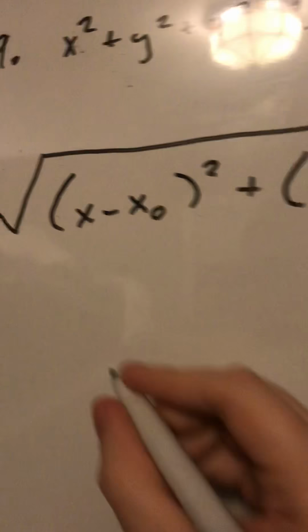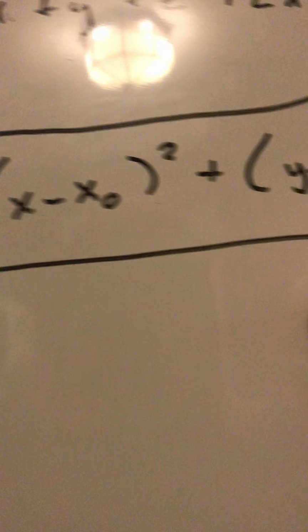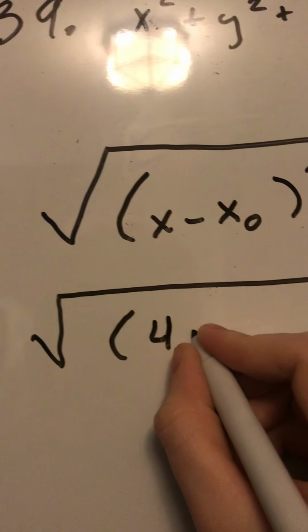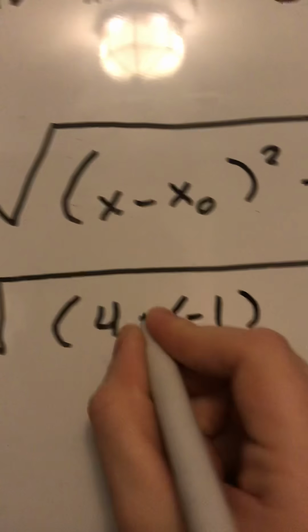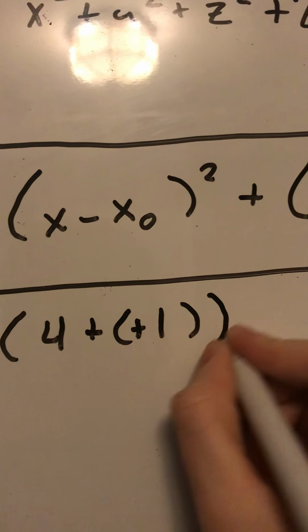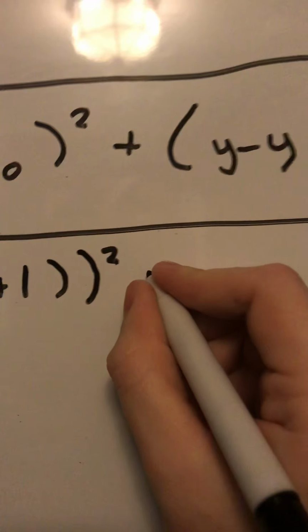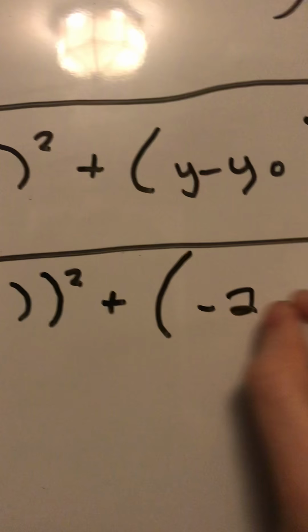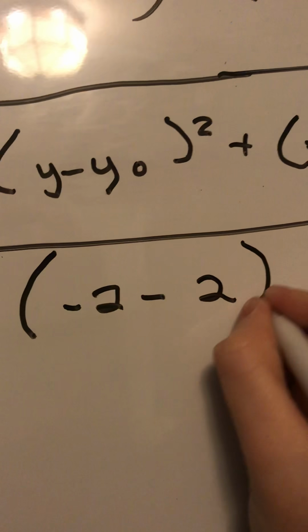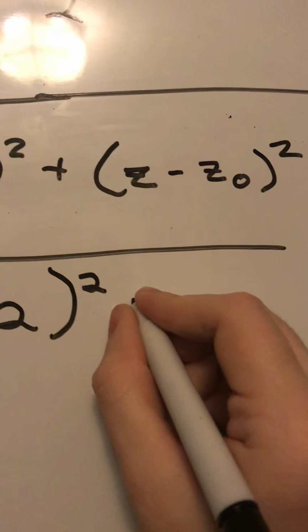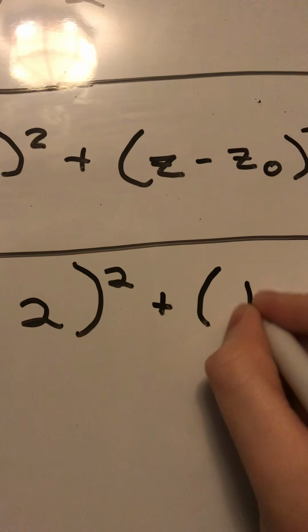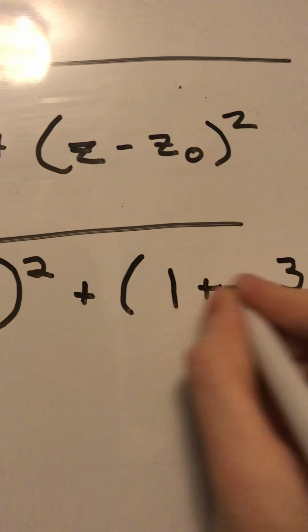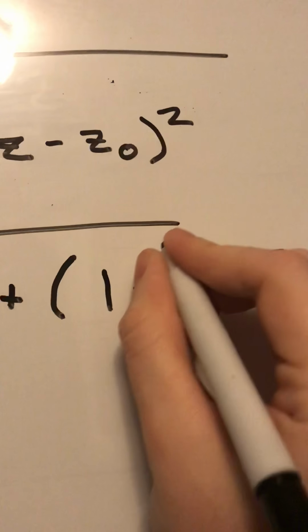Just plugging in the values that we were given in the book, our x was 4, and we subtract a -1, which is the same as adding. That becomes squared. And we add our y, which is -2, and we subtract 2. That becomes squared. Then we add our 1 minus a -3, which is the same as adding, and this becomes squared.